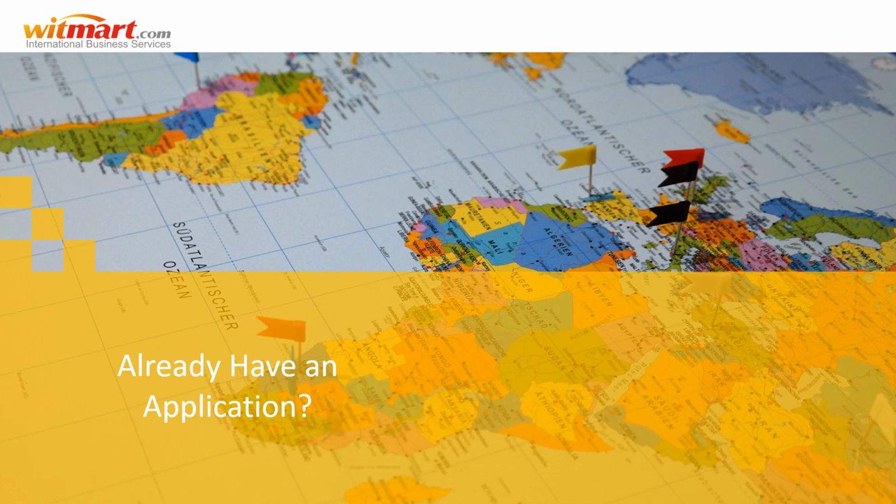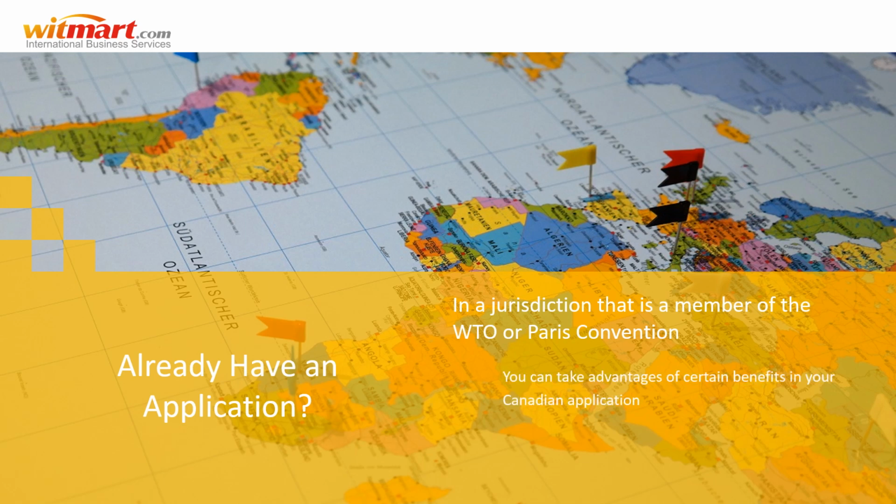What if the applicant already has a foreign trademark application? If you already have an application in a foreign jurisdiction that is a member of either the World Trade Organization or the Paris Convention, you can take advantage of certain benefits in your Canadian application. So how does that work? Firstly, your application should cover the same sorts of goods and services as in the original application and be for the same trademark. The application must be filed in Canada within 6 months of the foreign filing date.